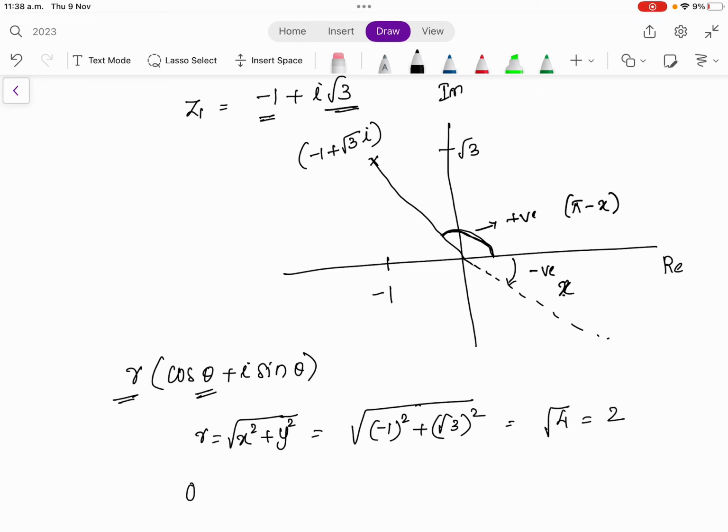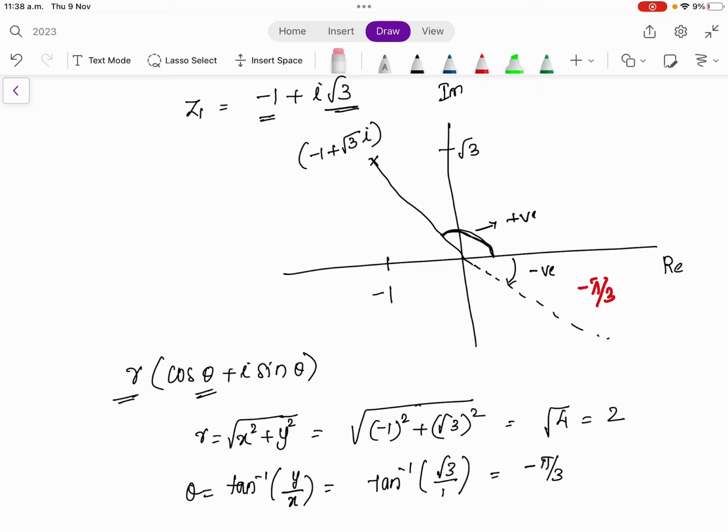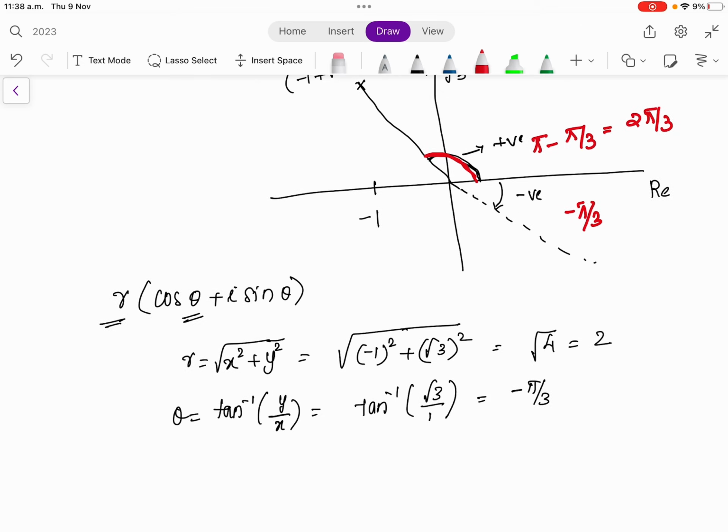Okay, and to find theta, it is tan inverse y over x, that is equal to tan inverse root 3 over 1, that is equal to minus pi over 3. Minus pi over 3 is the value which we got over here. For the time being, I'm just removing this one. Since this is minus pi over 3, this value which I am marking over here will be pi minus pi over 3, that is equal to 2 pi over 3. So in our case, the angle is 2 pi over 3.